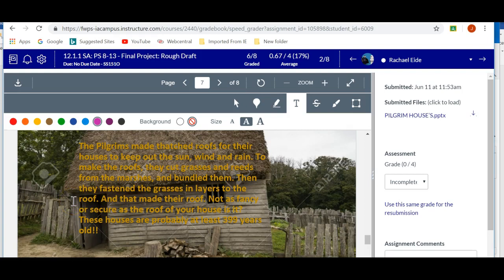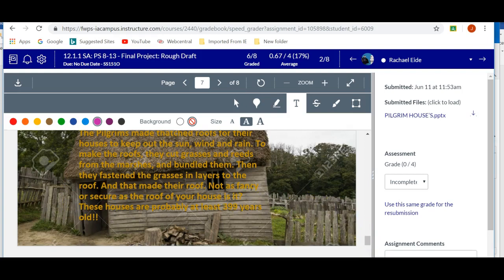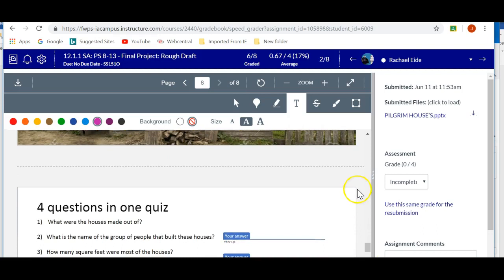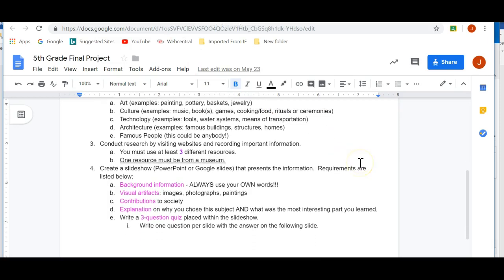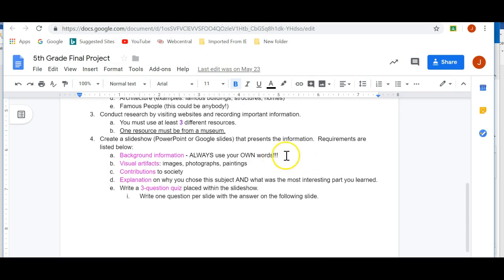Not as fancy or secure as the roof of your house, is it? These houses are probably at least 399 years old. Okay, and then we get to the quiz. So what I want to do right now is go to the criteria page, okay? So you have background info talking about where the Pilgrims came from and why they came to the New World. You definitely have visual artifacts, a whole bunch of photographs, so that is good.